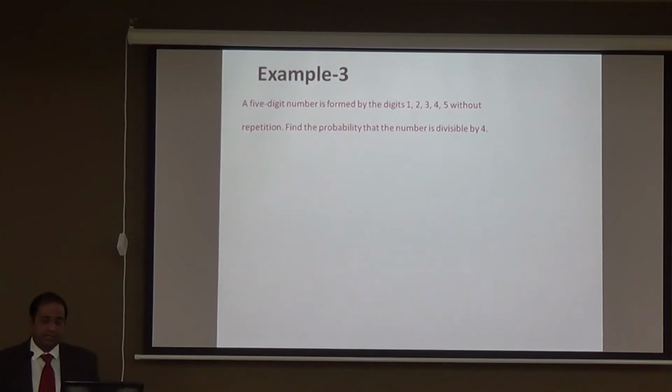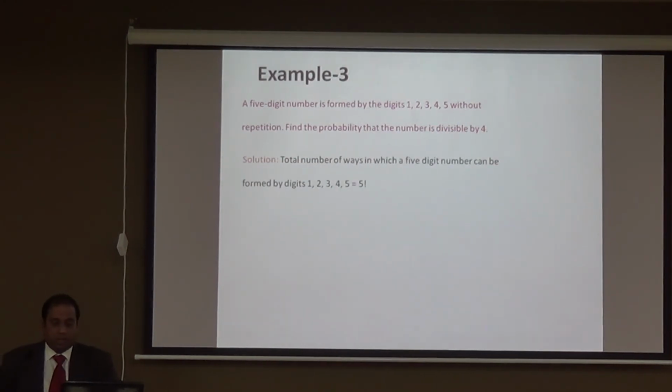We consider another example for the probability. If we consider a 5-digit number which is formed by using the digits 1, 2, 3, 4 and 5 without repetition, then we have to find out the probability that the number is divisible by 4. Here we find that the total number of ways in which a 5-digit number can be formed by the digits 1, 2, 3, 4 and 5 is factorial 5, that is 120.